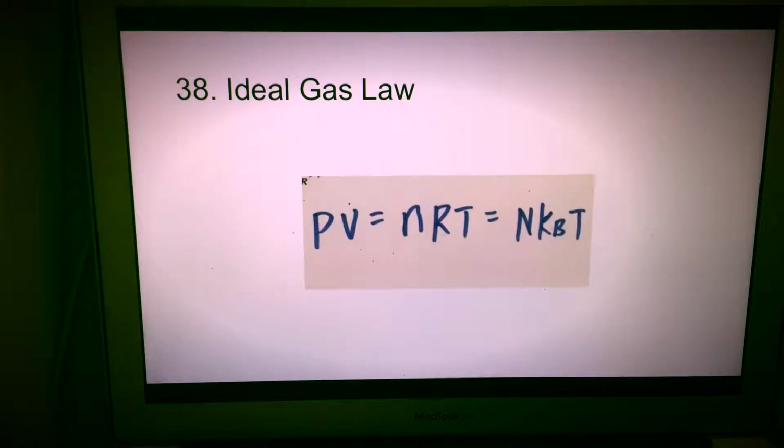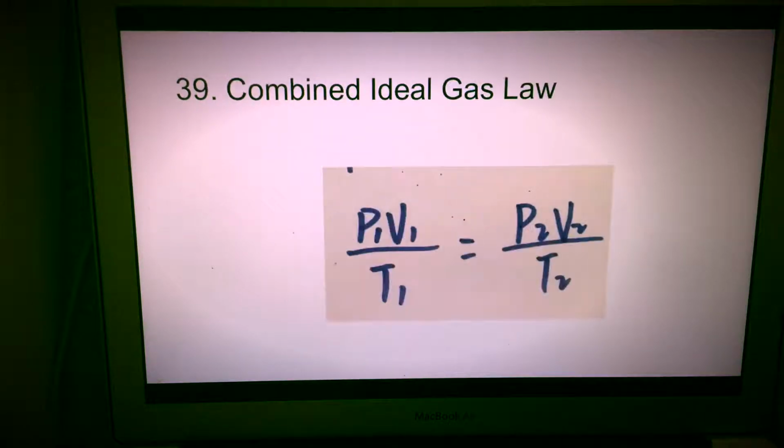38. The ideal gas law: PV equals nRT and equals big N k_B times T. n is the number of moles, R is the constant, T is the temperature, P is pressure, and V is volume. N is the number of molecules, k_B is the Boltzmann constant, and T is the temperature.